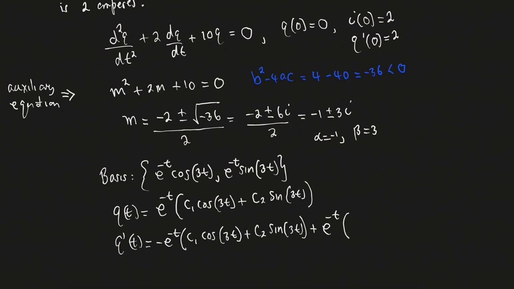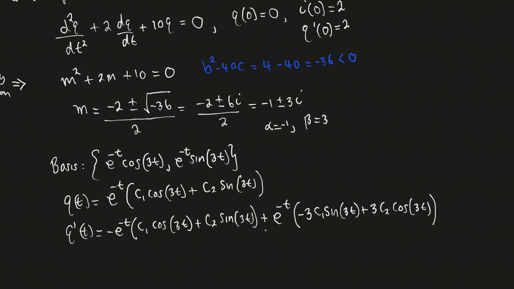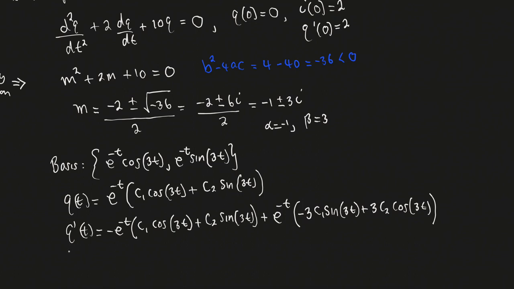So when I differentiate c1 cosine of 3t, I'll get negative 3c1 sine of 3t, and then a positive, when I differentiate C2 sine of 3t, I'll get a plus 3C2 cosine of 3t, and there we go. All right. So what do our conditions say? Well, our conditions say that when t is equal to 0, my charge is 0. So when t is equal to 0, q is equal to 0. So we have a 0 there.